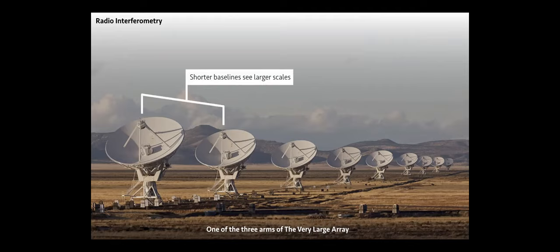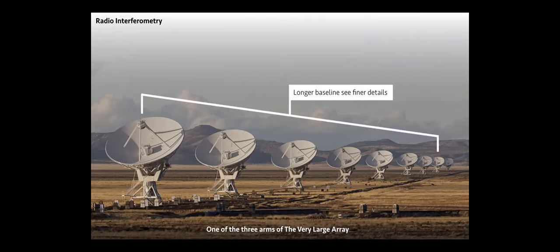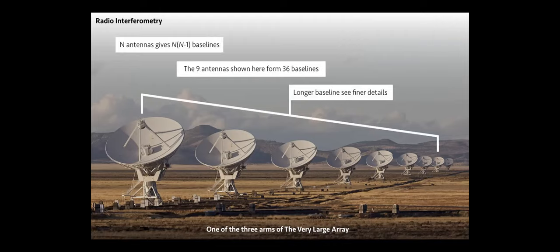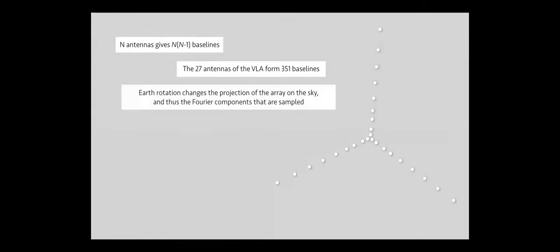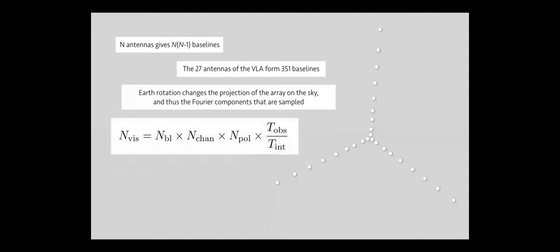So in a telescope like this, the shorter baselines see large scales in the radio, the longer baselines see finer details. And when you combine all of them together, you get n into n minus one baseline pairs. So for the full array of 27 antennas, you get 351 baseline pairs. And basically this machine lets you gather lots and lots of information about the Fourier transform of the radio sky. You use Earth rotation to change the orientation of these baselines, and thus the Fourier components that are sampled. And this then allows you to make an image from these measurements, which I'll come on to shortly.